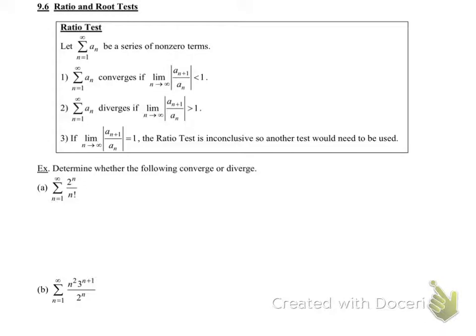Okie dokie. So, you have some sort of series of non-zero terms, and it converges if the limit as n approaches infinity of the absolute value of the next term divided by the current term is less than 1. It diverges if the limit as n approaches infinity of the absolute value of the next term divided by the current term is greater than 1. And if it equals 1, you need a completely new test, which we're going to get into eventually. I hope that would be obvious.